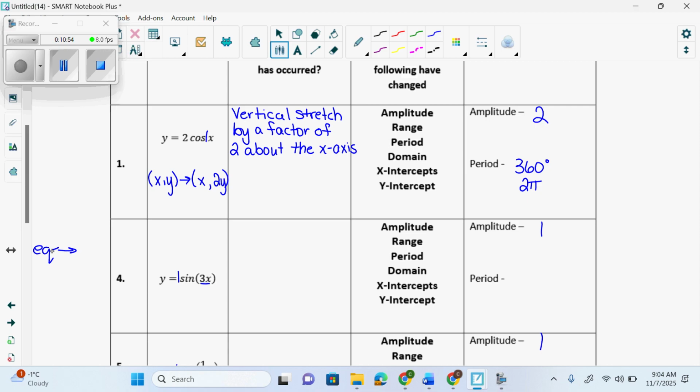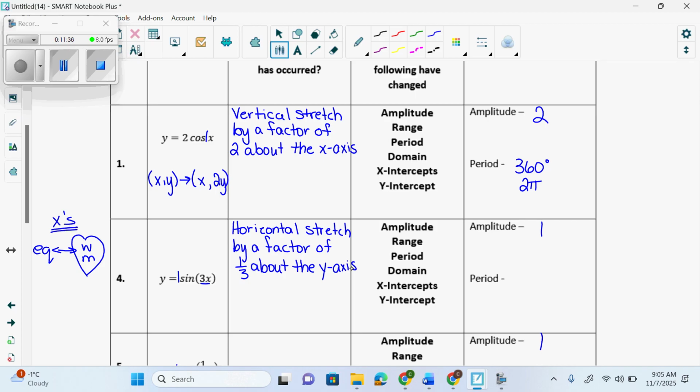So if we go from equation to words or mapping, what happens to our X's? They'd be crazy. They'd be changing. So we're going from equation here, to words. So it's going to be not 3, it's going to be a third. So horizontal stretch by a factor of 1/3 about the opposite axis. So it's about the y-axis.